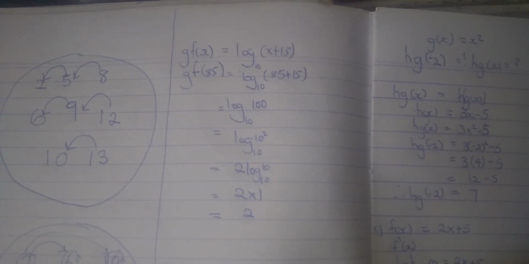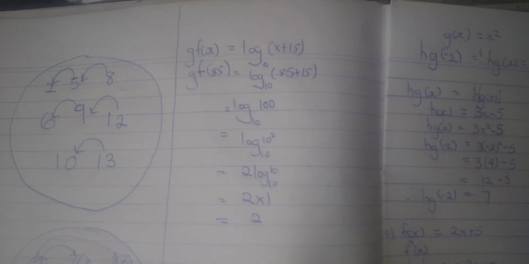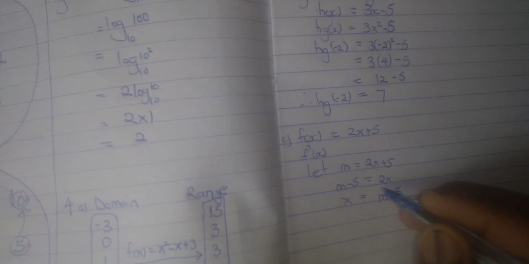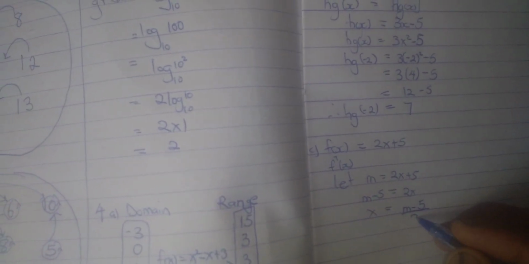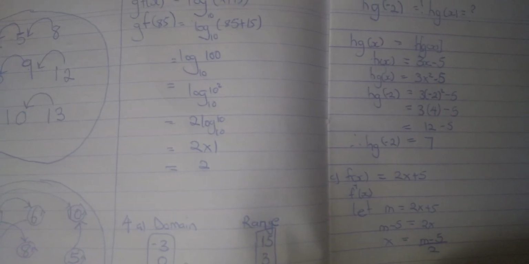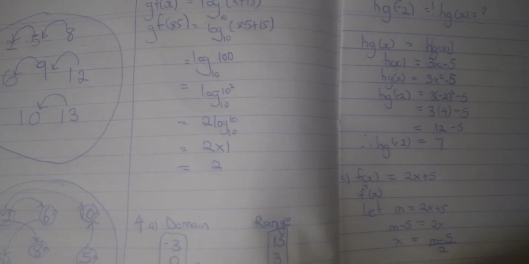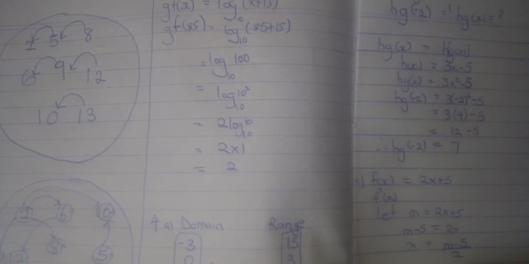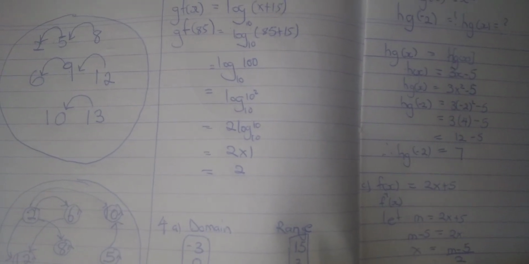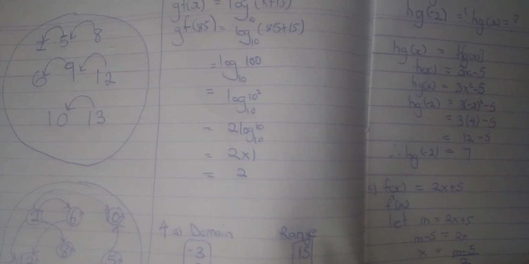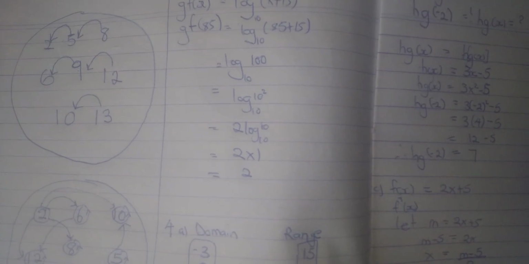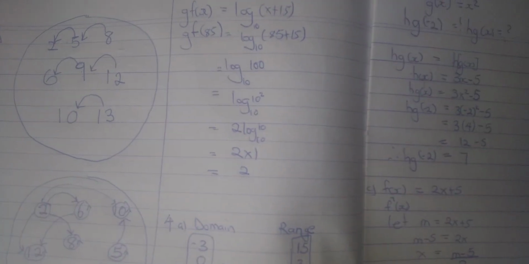Bring 5 this side, it becomes m minus 5 equals 2x. We divide both sides by 2 so that we have x as our subject, so x is m minus 5 over 2. Therefore the f inverse of x, where there is m, we put back x, is x minus 5 over 2. Then the f inverse of 11 is 11 minus 5 over 2, which gives 6 over 2, which is 3. That is the final answer there.